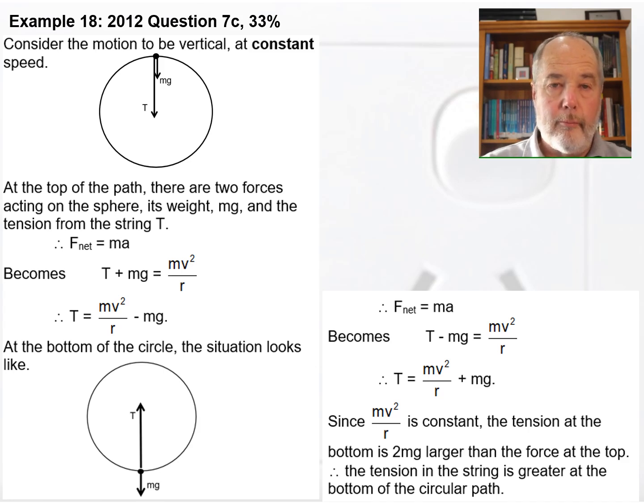At the bottom, F net is equal to T minus mg. If you rearrange that, you get T is equal to mv squared over r plus mg. So the difference between the tension at the top and the bottom is actually equal to 2mg.